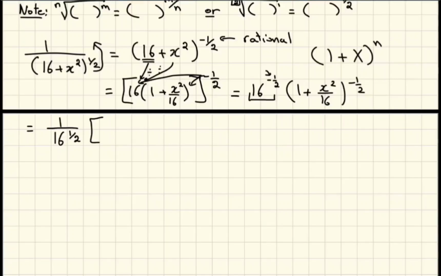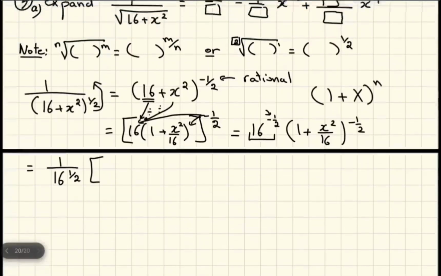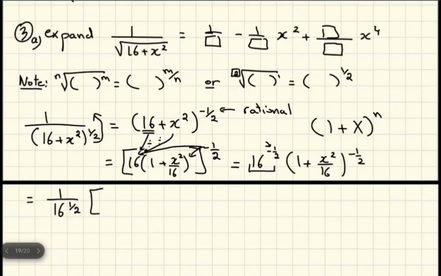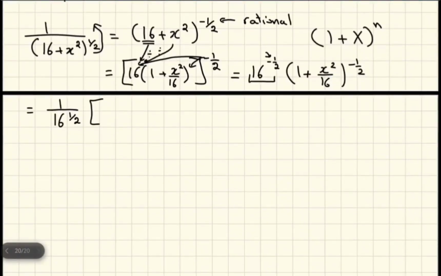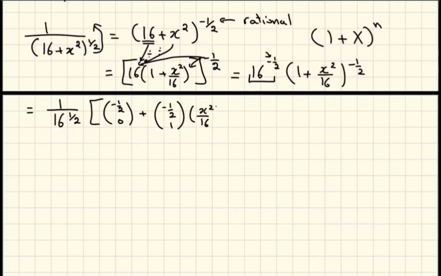Now I'm going to expand 1 plus x squared over 16. As we can see there, I have one term, two terms, third term. So we have three terms in total. So I'm going to write only three terms of this expansion. The first one is nC0, so minus half C0 plus minus half C1. Big X in this case is how much? It's x squared over 16 exponent 1. I want one more, so minus half C2 x squared over 16 exponent 2.